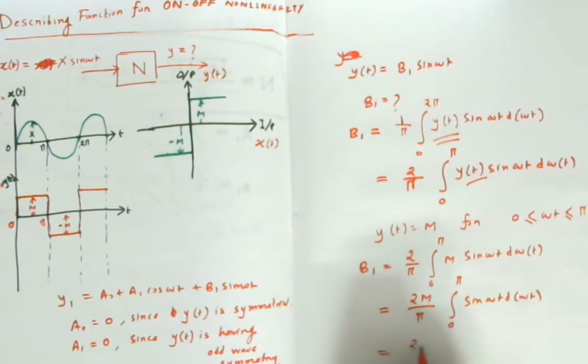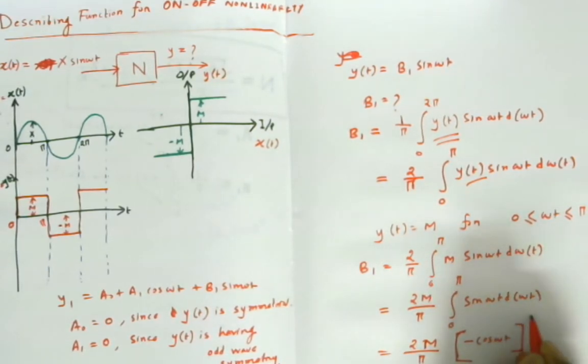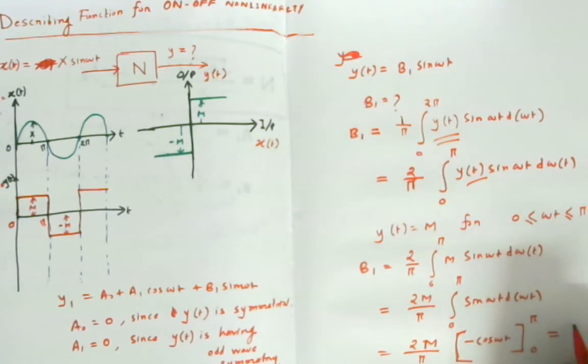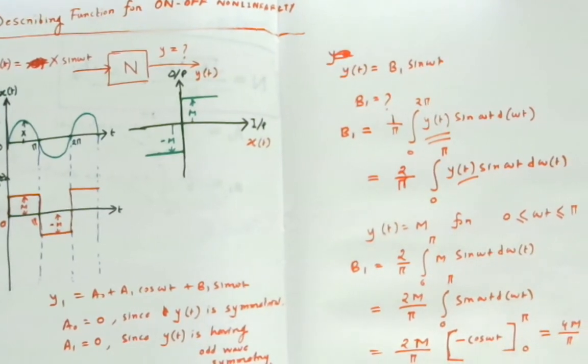Now integration of sine will give you minus cos omega t. The limit is 0 to pi. So the value will be 4m by pi, if you put the value of the limit.